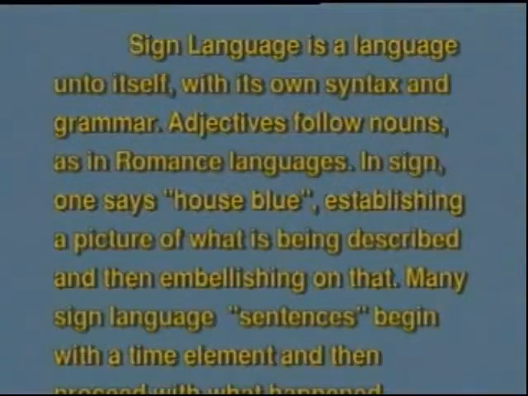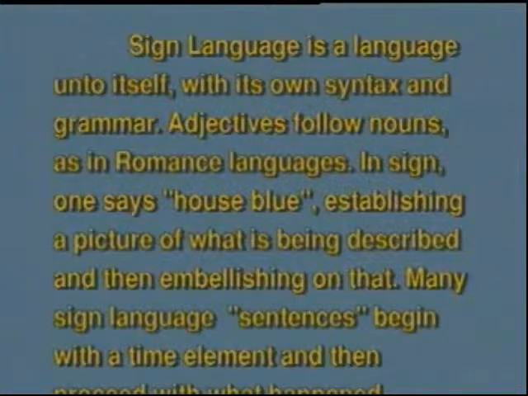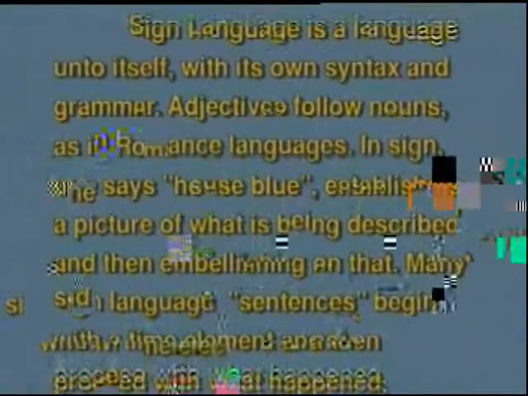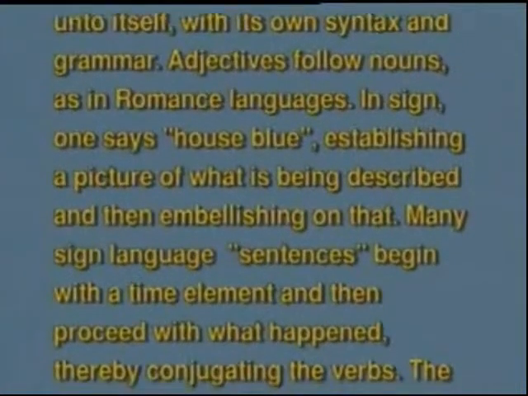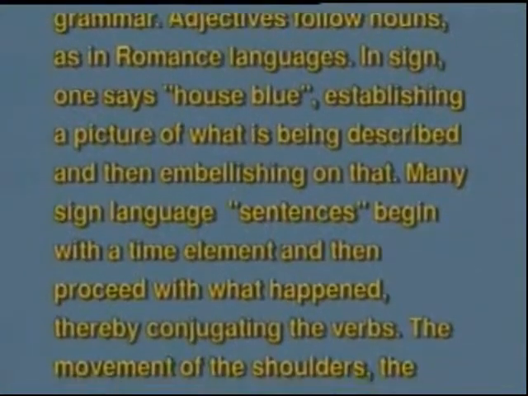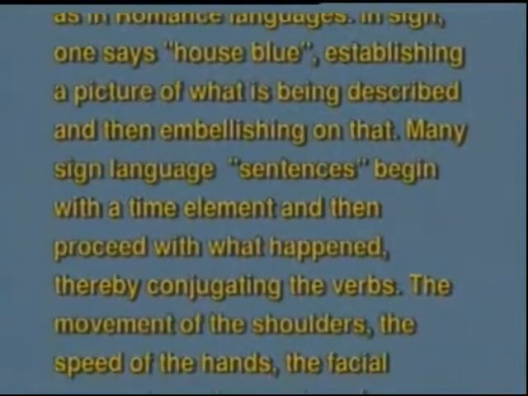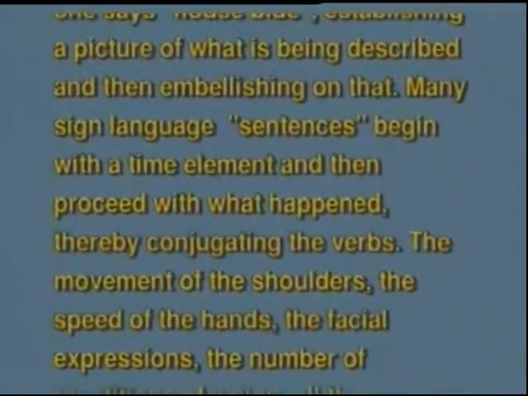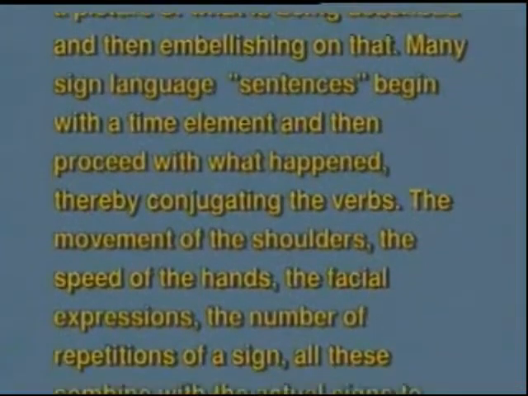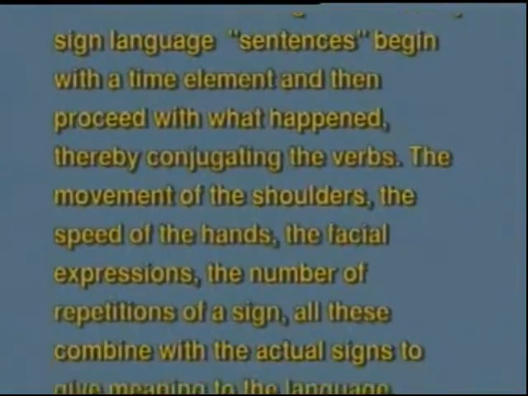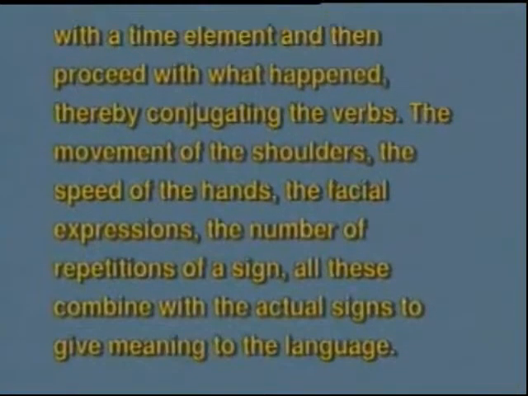Sign language is a language unto itself with its own syntax and grammar. Adjectives follow nouns, as in Romance languages. In sign, one says, "House blue," establishing a picture of what is being described and then embellishing on that. Many sign language sentences begin with a time element and then proceed with what happened, thereby conjugating the verbs: the movement of the shoulders, the speed of the hands, the facial expression, the number of repetitions of a sign. All these combine with the actual signs to give meaning to the language.